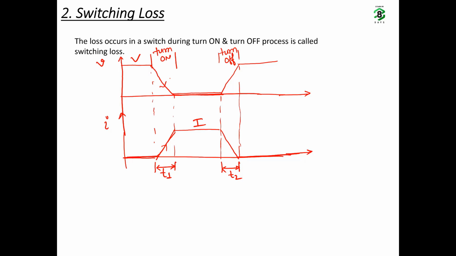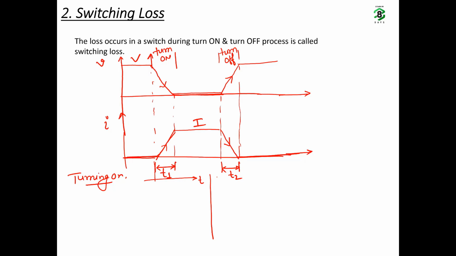So when the switch is turned off, the voltage across the switch will build up. Here the voltage is increasing gradually, and the current across the switch is decreasing when it is switching off. So how do we calculate the energy or the power associated with the turn on and turn off losses? We will consider turn on and turn off separately. For turning on, consider this point as origin.